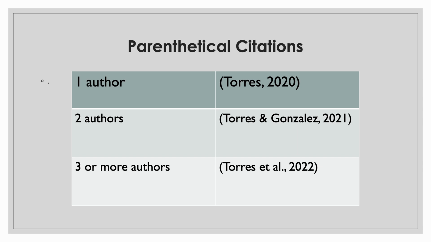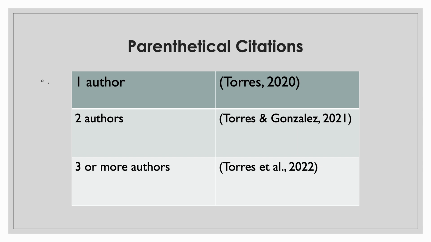For an article that has 2 authors, you would put the first and second author's last names using the ampersand symbol for the word "and," comma, followed by the publication date, all in parentheses. For example, it would be parenthesis, Torres, ampersand, Gonzalez, comma, 2021, parenthesis.